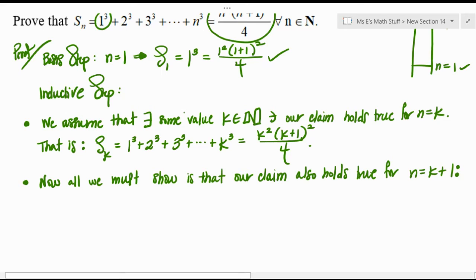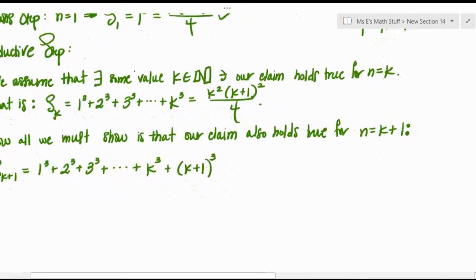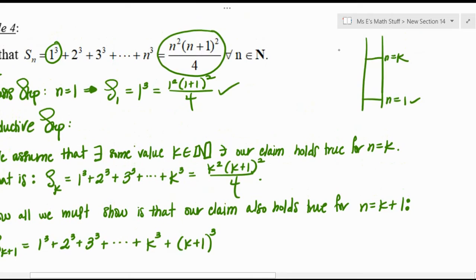Okay, so the sum of the first k plus 1 terms would be 1 cubed plus 2 cubed plus 3 cubed plus all the way up to, you'd still have k cubed, that's the kth term, but then you'd also have the k plus 1 term on there. Okay, now this is not the part we are arguing. The part that we're trying to argue is the formula, this side, right? That you can use that little formula instead of doing it term by term.